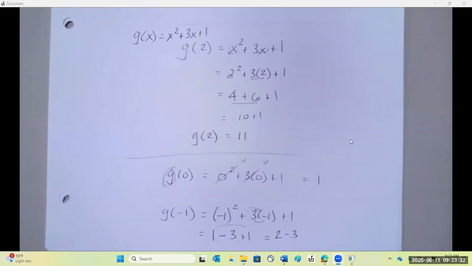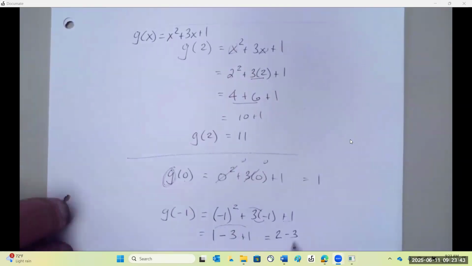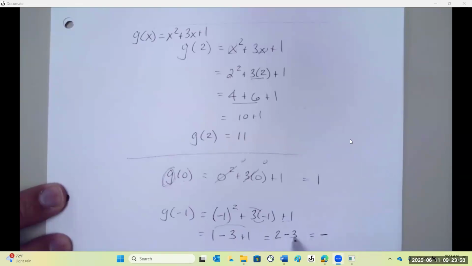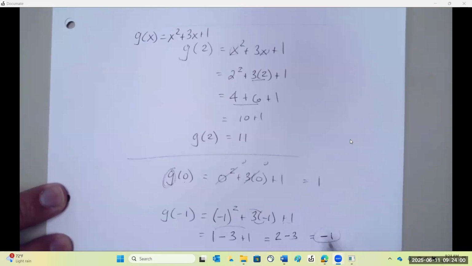We'll go over the rules in a second why I could do that. Because normally you would do what? If I had this, what would you do first? 1 minus 3, left to right. But there are certain properties we can use in mathematics where we can move things around. And we'll do that in a second. So 2 minus 3 is, since 3 is bigger than 2, negative. The answer is negative. 3 minus 2 is 1. Answer is -1.